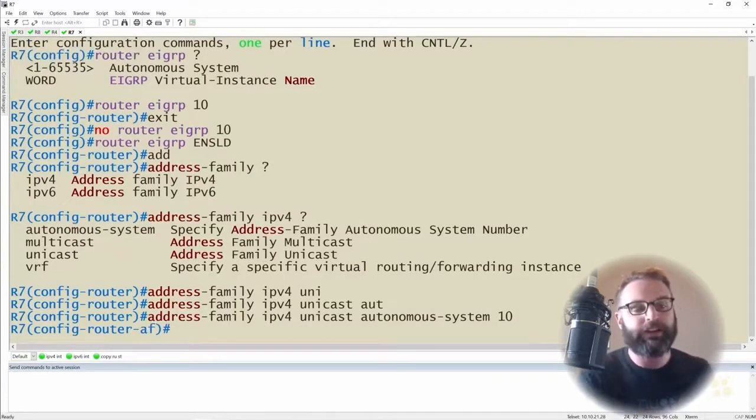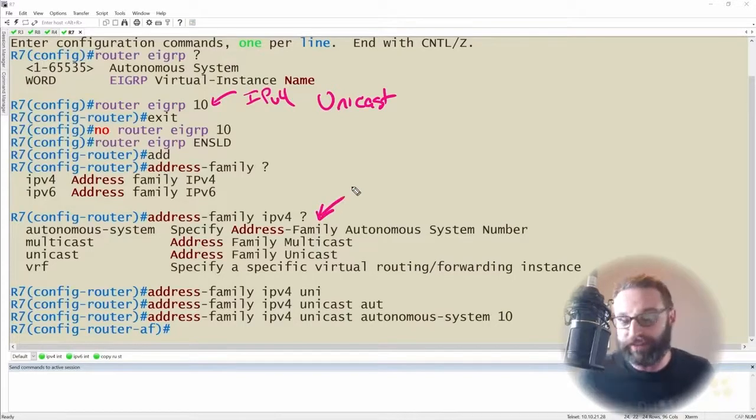So the difference between these two is that in classical mode, it was really only designed for IPv4 unicast. Whereas in named configuration mode, we see that we now have the ability to work with address families, which gives us a whole lot more options that we're going to talk about in a later nugget, especially when we get into things like stubs and summarization.